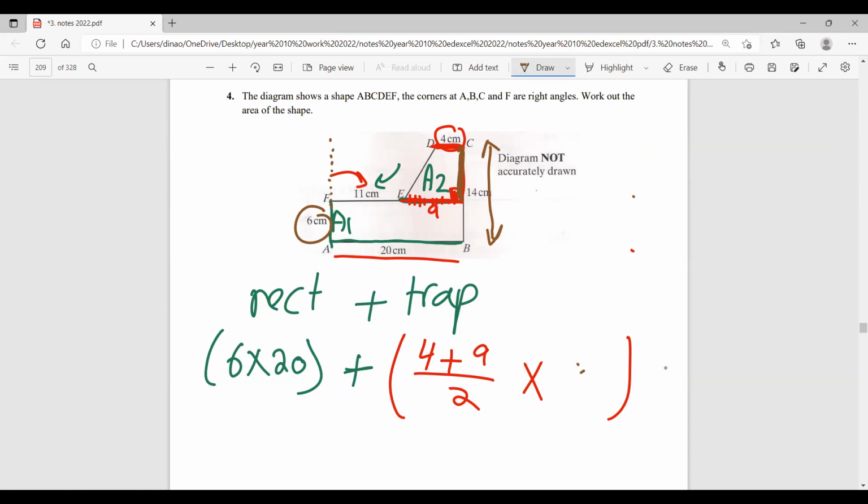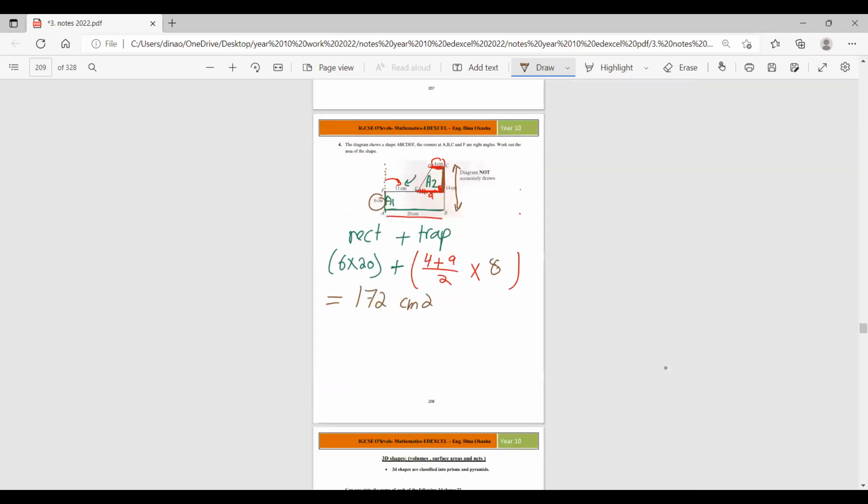Equals on the calculator: 6 times 20 plus base 1 plus base 2 over 2 multiplied by the height. I'll calculate it, and you should get an answer of 172, and of course the unit is centimeter squared. So we did the composite shape, we did the basic shapes.